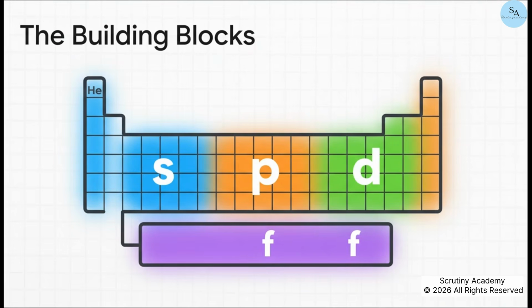Now, we can also slice up the table into what we call blocks, and this is all based on their electron configurations. You've got the S block over on the left, the P block on the right, the D block smack in the middle, and those F block elements that are kind of pulled out at the bottom.